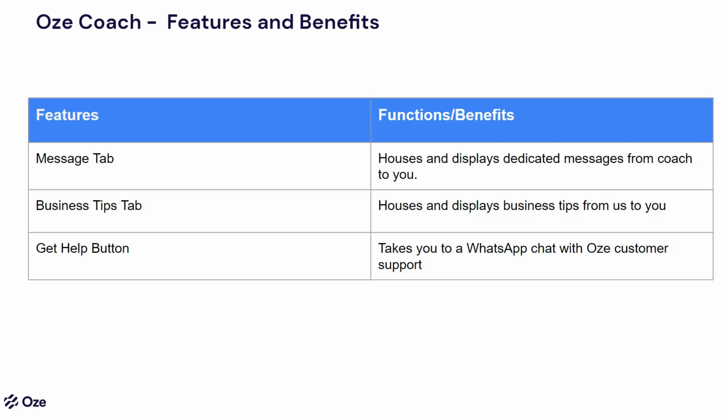And then also we have the business tips tab. This tab only houses all the business tips that Coach has for you. All the business tips that Coach would send you would remain in the business tips tab. And this is where you can go through at your leisure. You can go through the tips and learn a whole lot of ideas for your business. And then the Get Help button takes you to a WhatsApp chat to chat with Oze customer support.